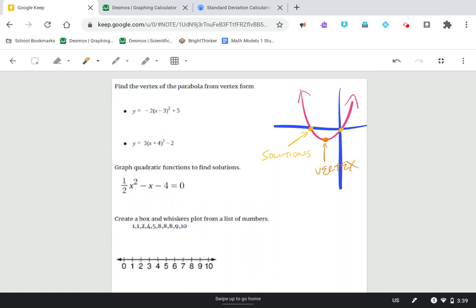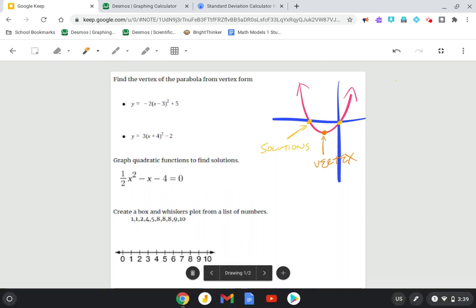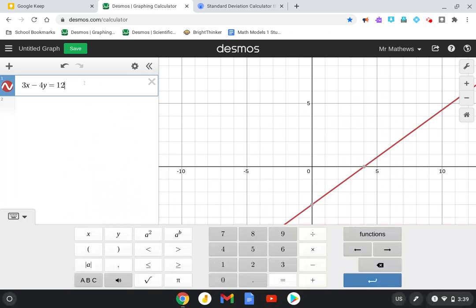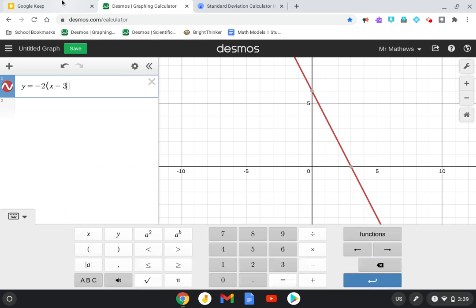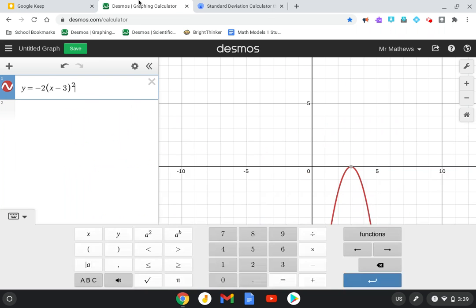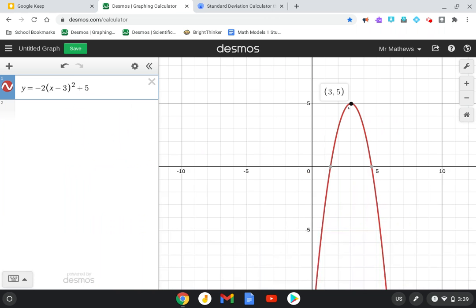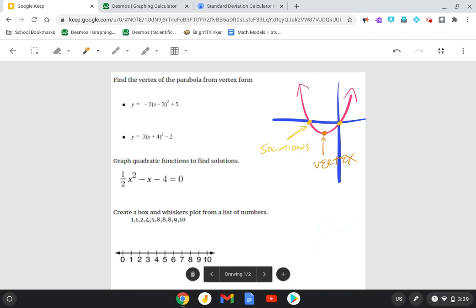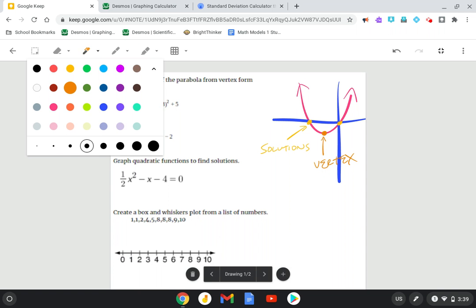So all you have to do here is graph. So if I'm looking at this first example here, we're going to graph that -2 times (x minus 3) squared plus 5. Let's jump over here and look at our graphing calculator. We're going to graph this. Y equals -2 parentheses x minus 3 squared plus 5. And so that would be my vertex there. It would be 3, 5. Let's write that down.